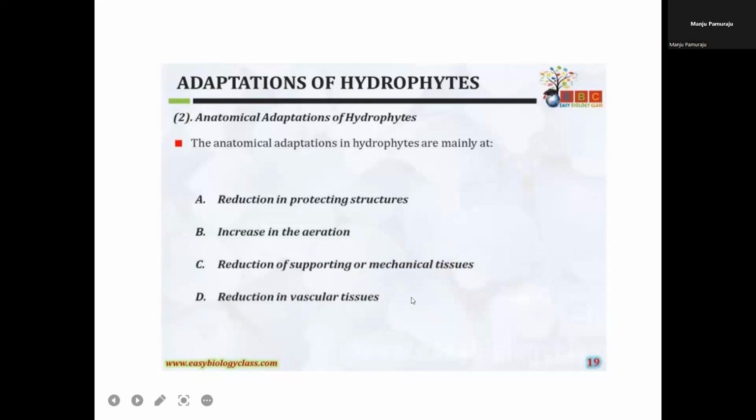The main function of the vascular tissues is the conduction of water and nutrients. So these are reduced in hydrophytes. The reduction in the protecting structures, increase in the aeration, reduction of supporting or mechanical tissue, and reduction in the vascular tissues.